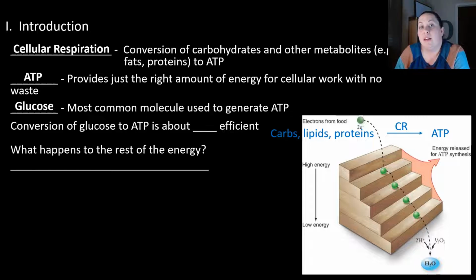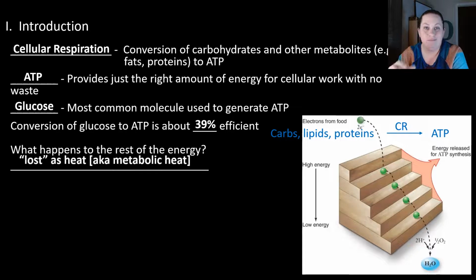Glucose is the most common molecule used to generate ATP, and the conversion of glucose can make a large amount of ATP, which is about 39% efficient. It's one of the most efficient forms of energy conversion we have out there, even more efficient than most machines. So what happens to the rest of the energy? We talked about this last video. Remember that when we transform energy from one type to another, it's lost, not disappeared. It's made into heat, which is not something that can be utilized by the cell.